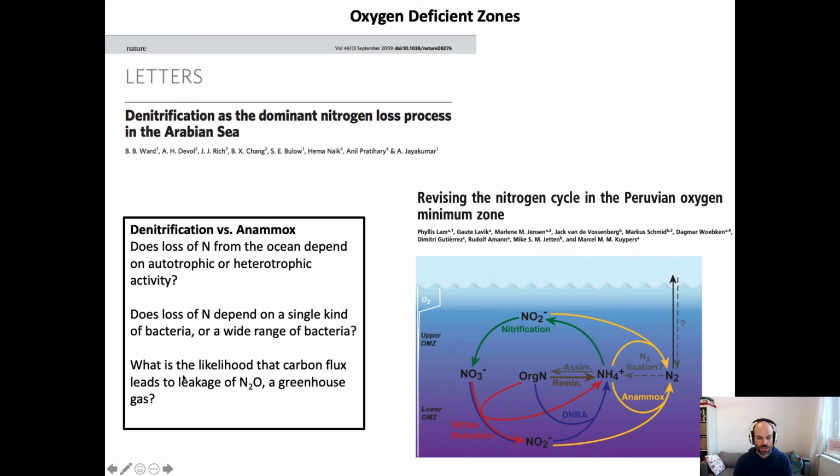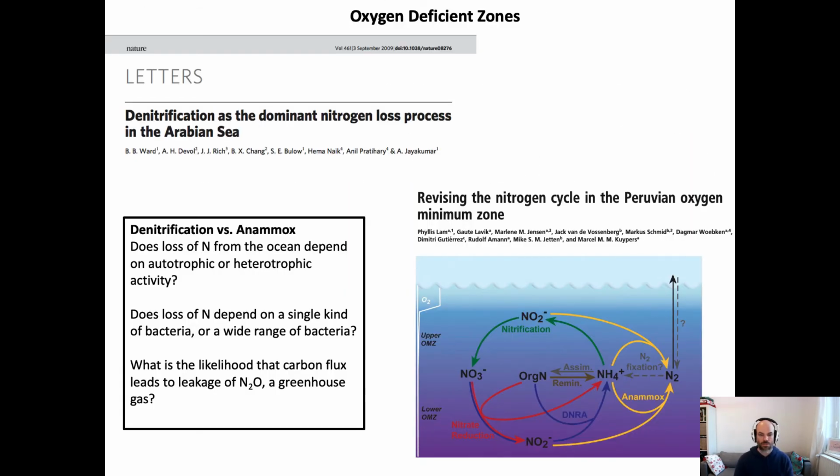And then it also has implications for whether pumping carbon from the surface to the deep ocean is a source of leakage of nitrous oxide. Denitrification has this nitrous oxide intermediate, and so whenever denitrification is occurring, you're always going to have at least some and maybe a lot of leakage of nitrous oxide, which is important to know about, whereas anammox does not have nitrous oxide as an intermediate. So anammox does not produce nitrous oxide.